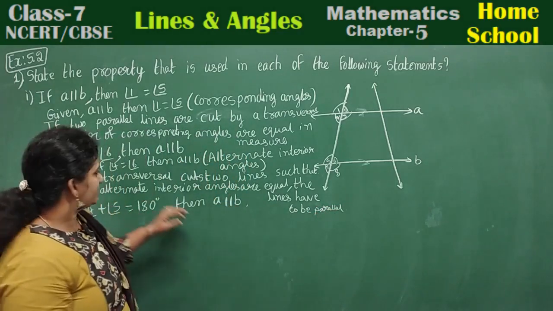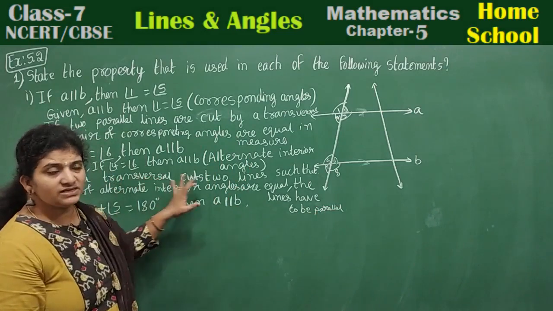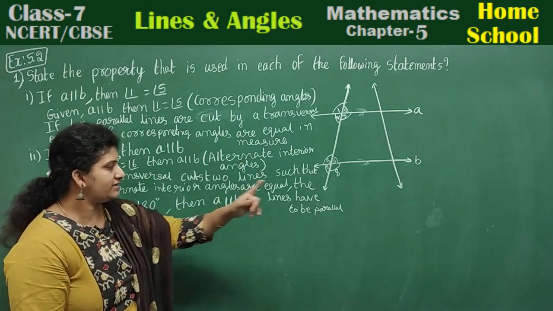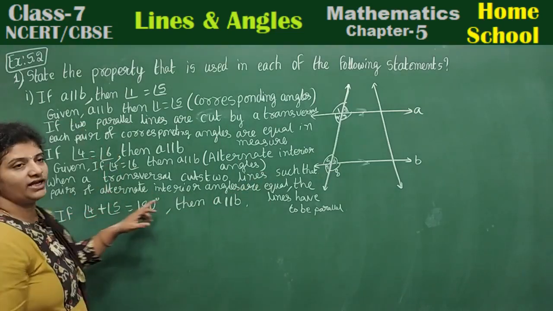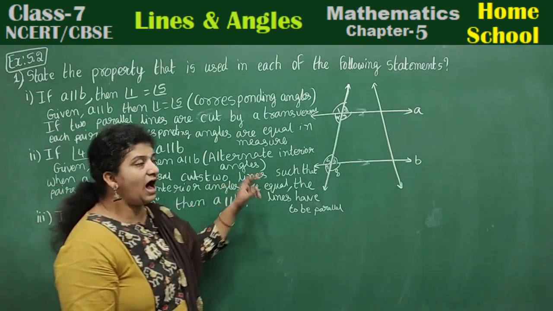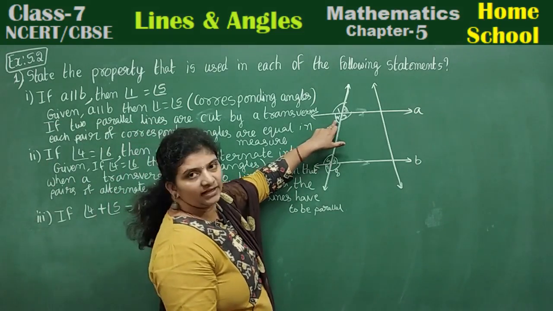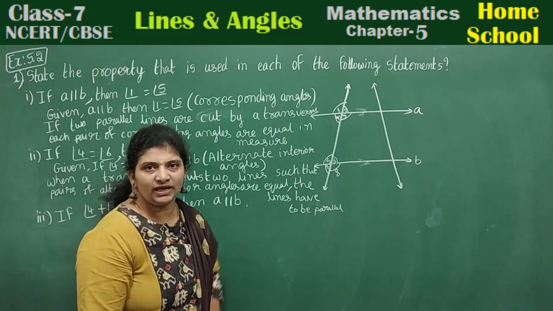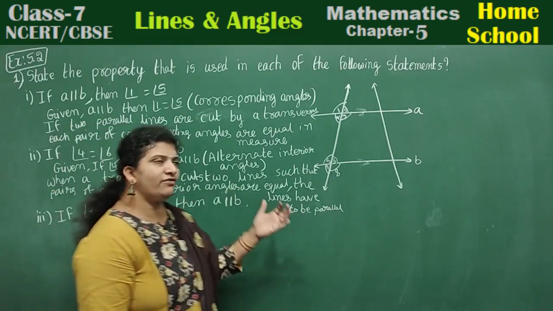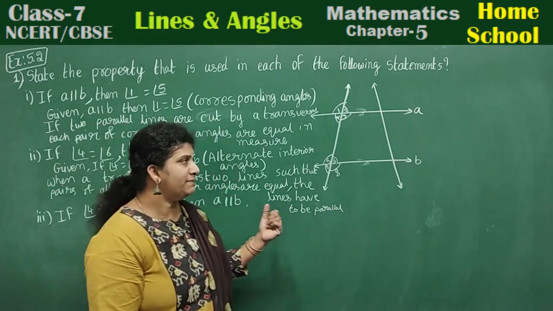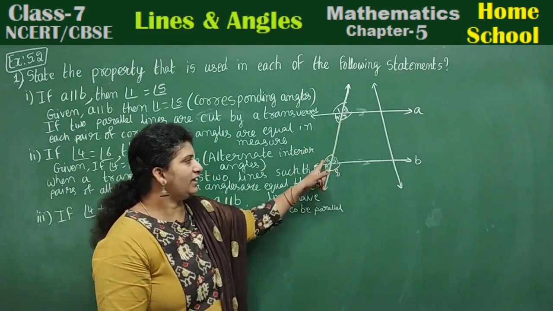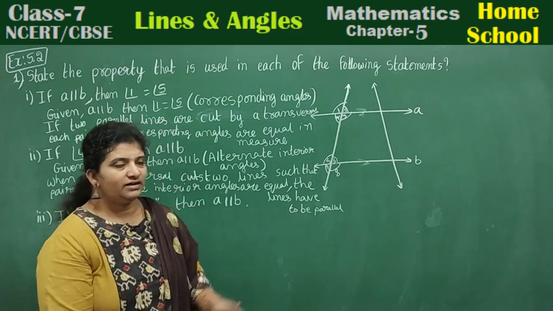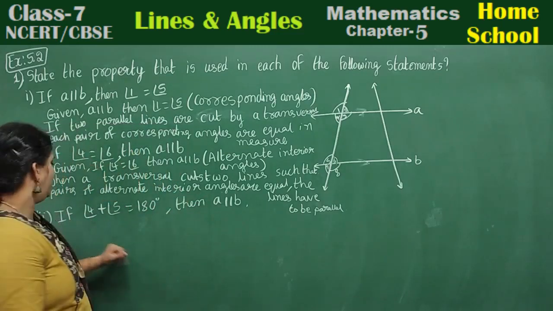Okay, once again read the statement here. When a transversal cuts two lines such that pairs of alternate interior angles are equal. Alternate interior angles, angle 4 equal to angle 6. The lines have to be parallel. Can you identify one more pair of alternate angles here? Yes, angle 3, angle 5. Alternate interior angles. Right, let's see the next third statement.